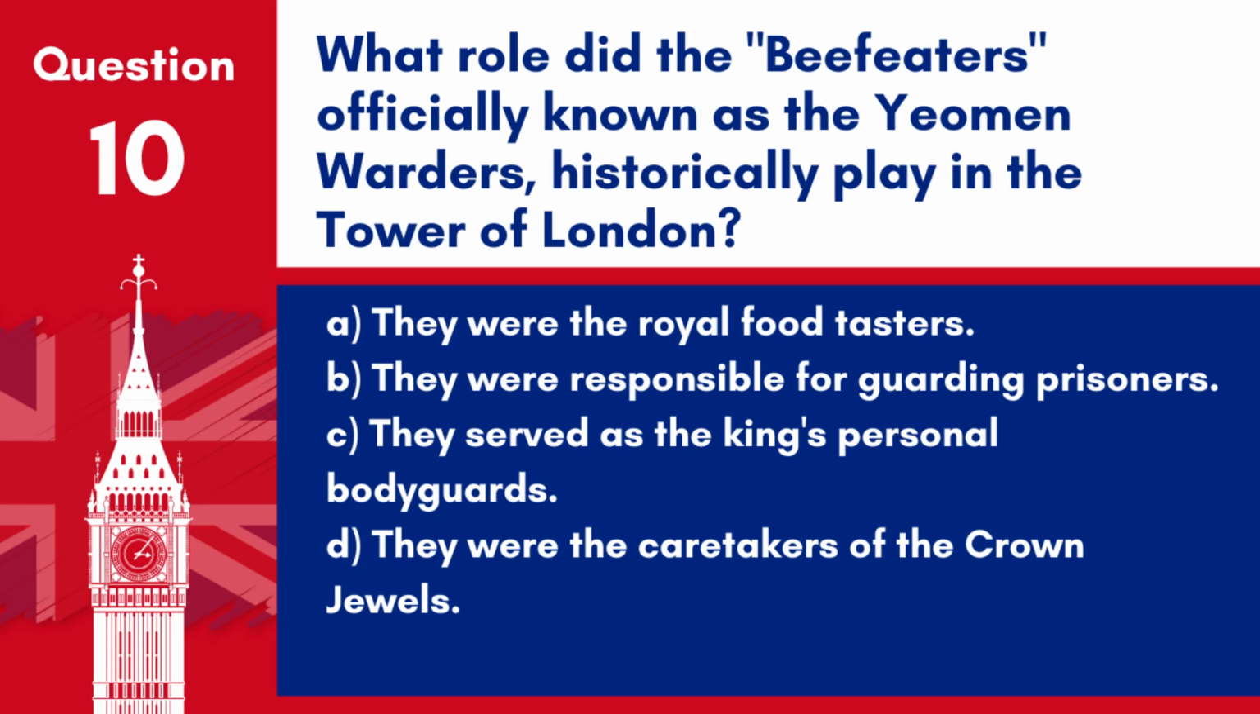Question 10. What role did the Beefeaters, officially known as the Yeoman Warders, historically play in the Tower of London? A. They were the royal food tasters. B. They were responsible for guarding prisoners. C. They served as the king's personal bodyguards. D. They were the caretakers of the crown jewels. Answer: B. They were responsible for guarding prisoners. The Yeoman Warders, or Beefeaters, historically played the role of guarding prisoners in the Tower of London.